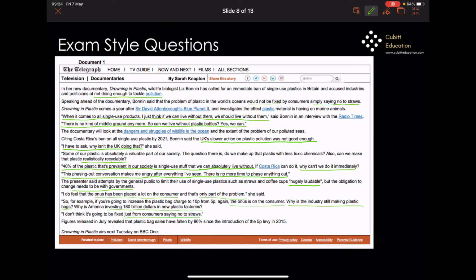How on earth could we stop using these plastics if they're still being made and our food is still in them? Figures released in July revealed that plastic bag sales have fallen by 86% since the introduction of the 5p levy in 2015. Meaning, why do we need these new plastic factories if there's nothing to sell?